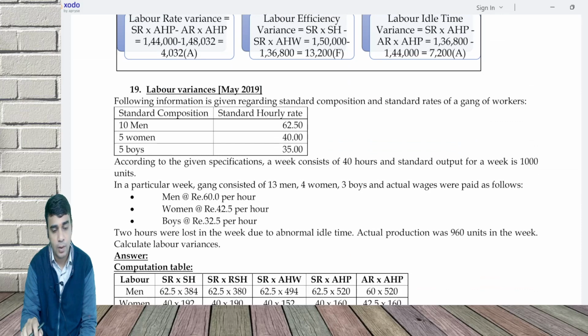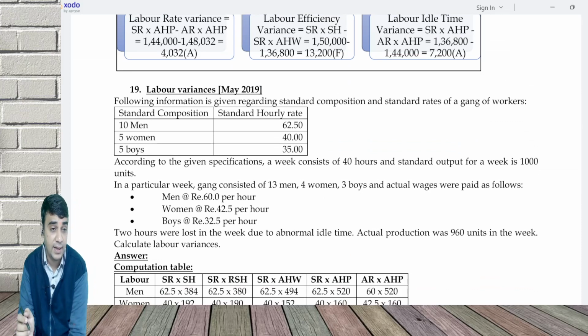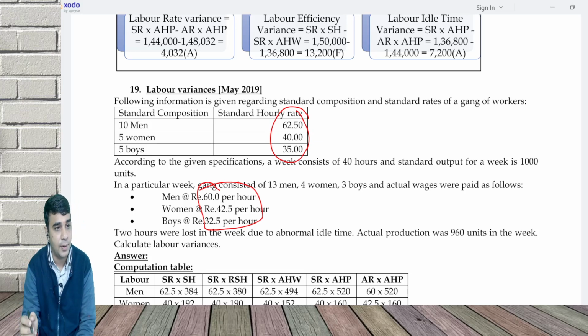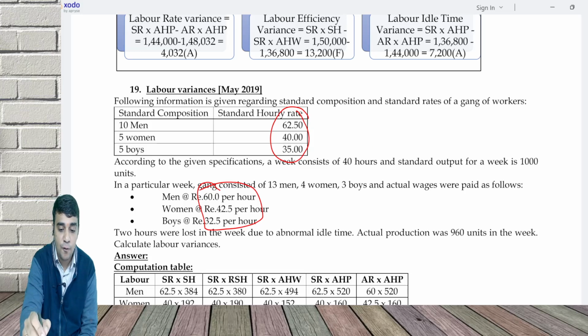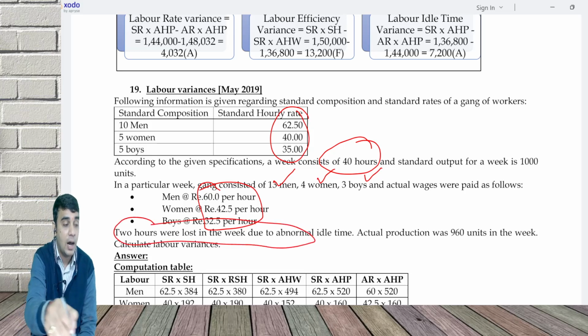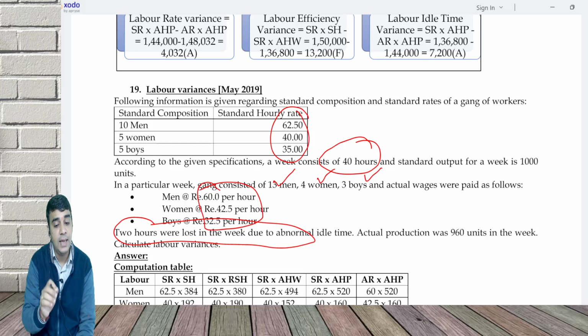19 did we do? Okay. 19 is also almost a similar question. Here it is with idle time. SR is this, AR is this. SR and AR you copy paste. Actual hours paid is 40 hours into 13 people, 40 hours into 4 people, 40 hours into 3 people. Actual hours worked is 38. Why 38? Because 2 hours were lost due to abnormal idle time. So 38 into 13, 38 into 4, 38 into 3.